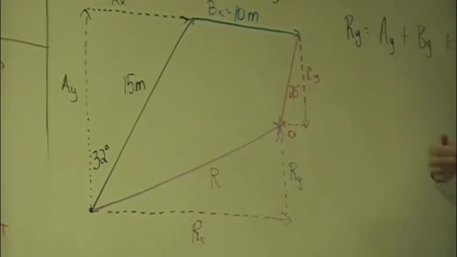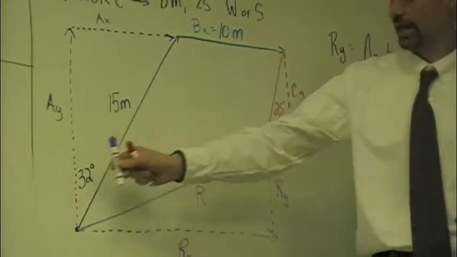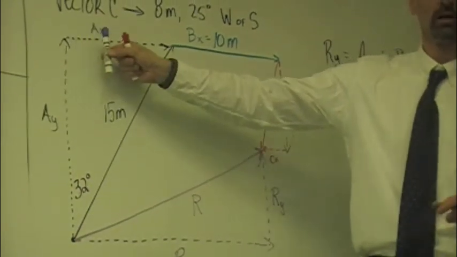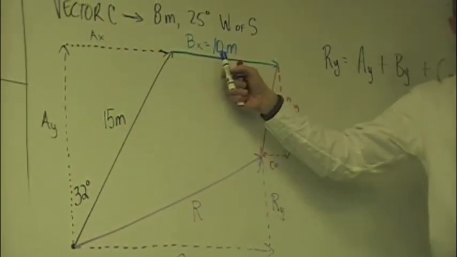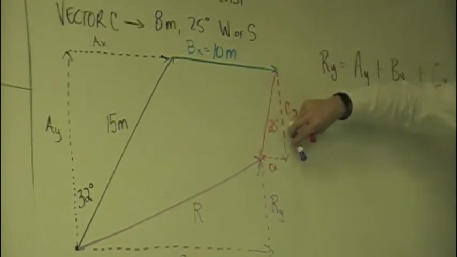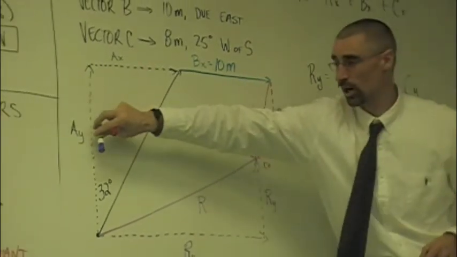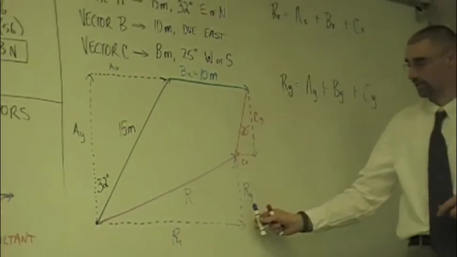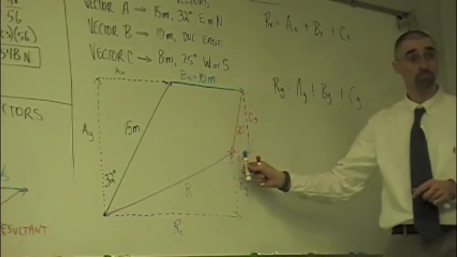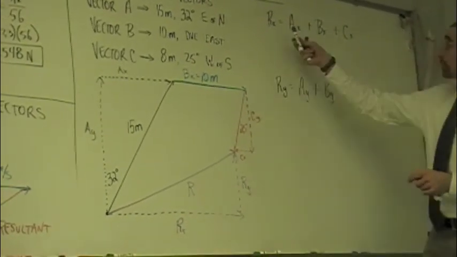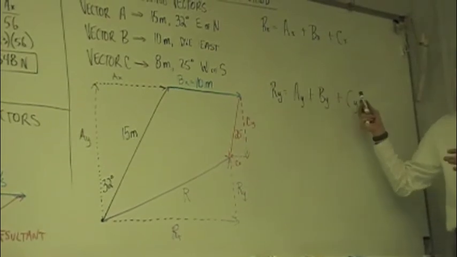Okay. And then, additionally, ay is going that way. This doesn't have a y component. cy is coming down that way. And so if I add ay and cy, can you see how it gives me ry? Okay. So that's how I came up with these equations.